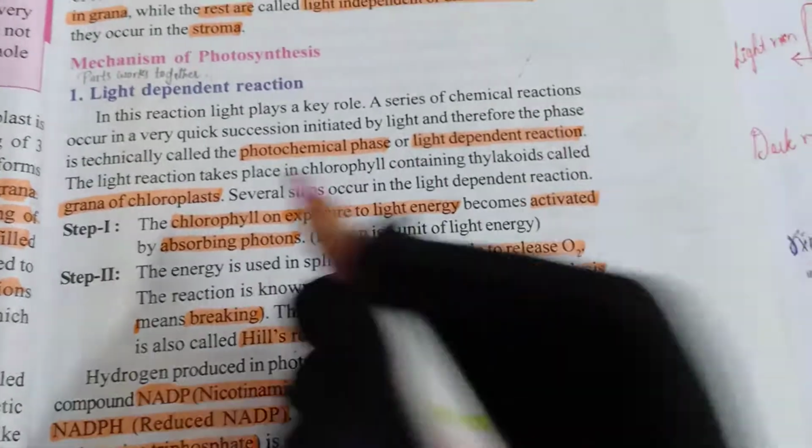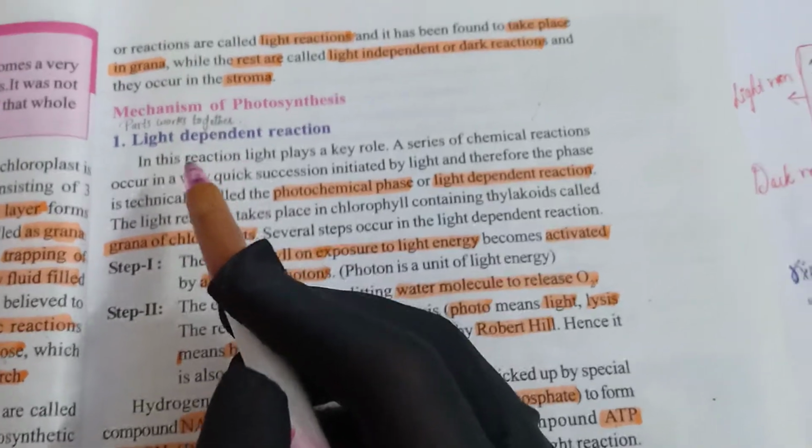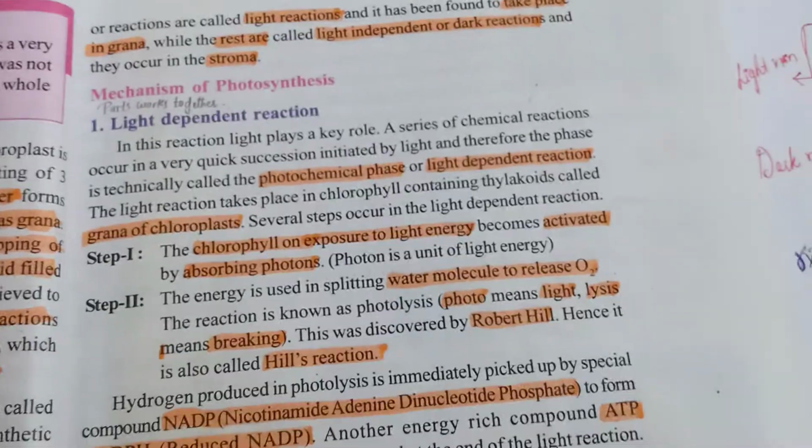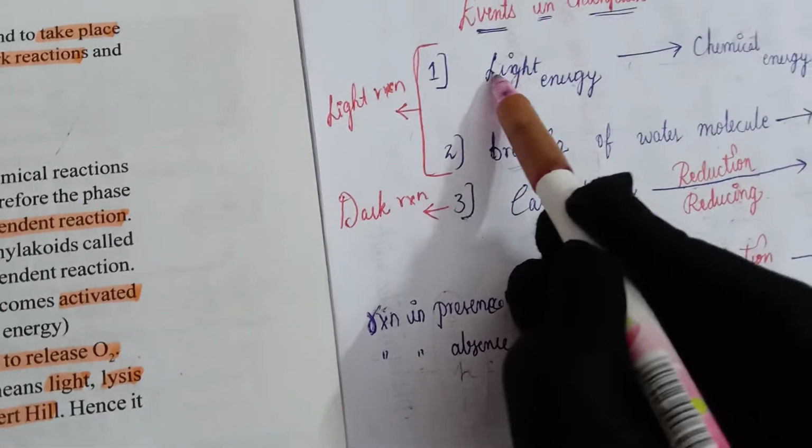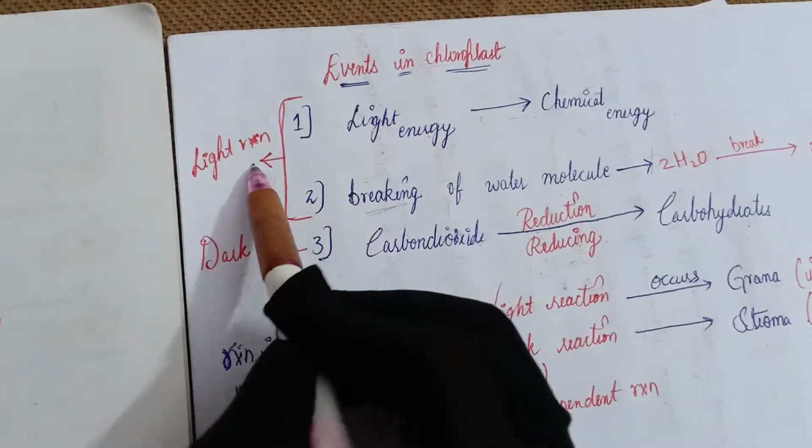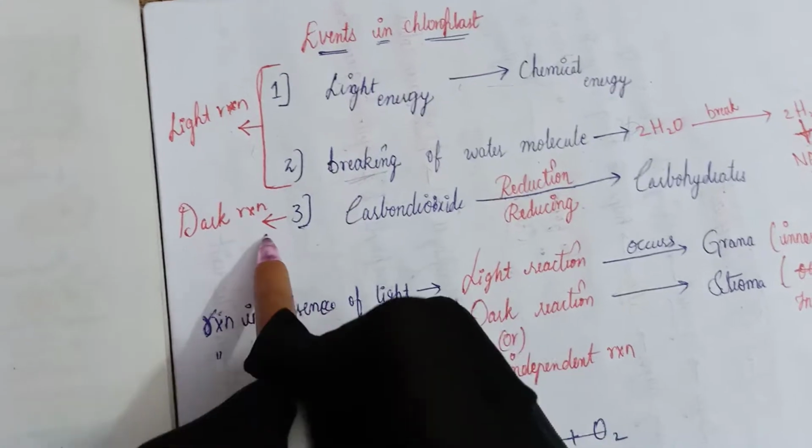As I said, most of the events take place in the light reaction. The first and second steps take place in the light reaction, and the third step takes place only in the dark reaction.